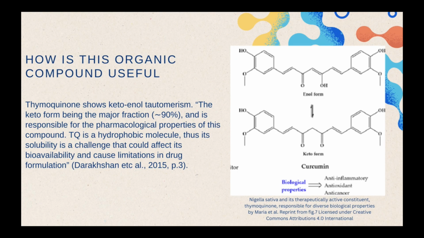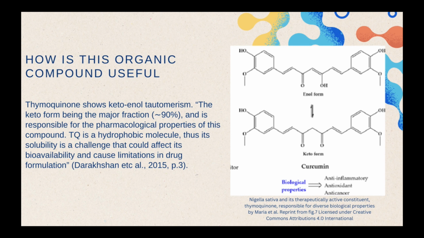Thymoquinone is known to show keto-enol tautomerism. In the picture, we see the enol form and the keto form. We learned that the keto form makes up about 90%, while the enol form makes up about 10%. This means that the keto form is the major configuration.